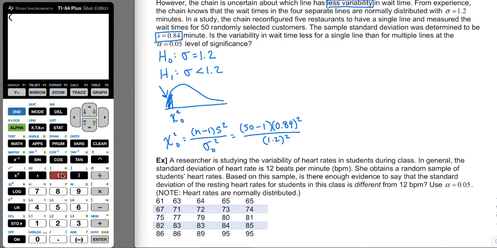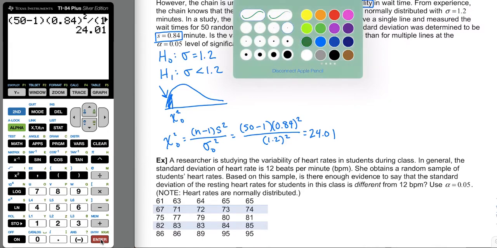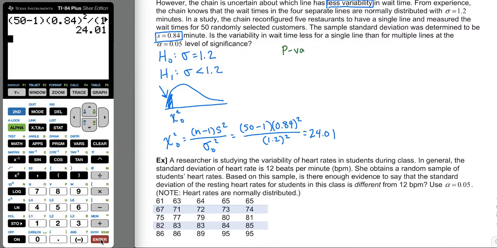Okay, so we're doing 50 minus 1 times 0.84 squared divided by 1.2 squared. We get a test statistic of 24.01. Now because this is a left-tailed test, we know that that will be the upper bound in our chi-square CDF. So in the calculator, we're going to do a chi-square CDF to find the p-value.